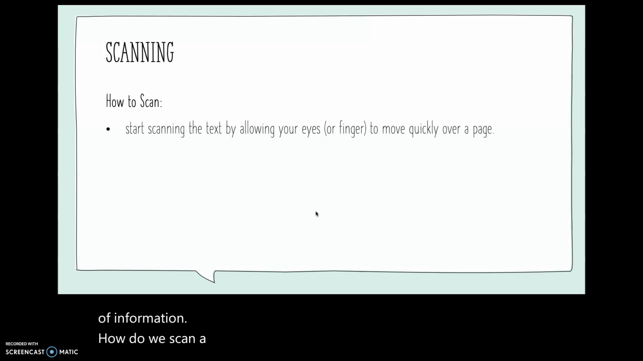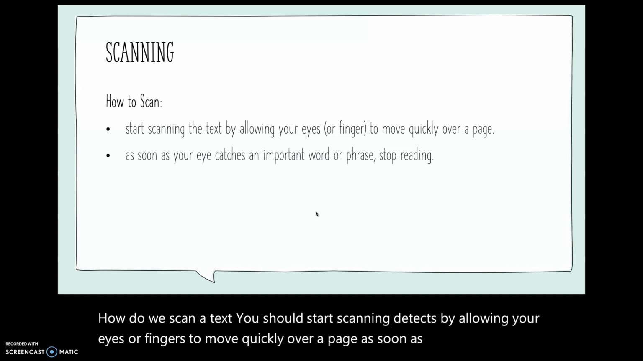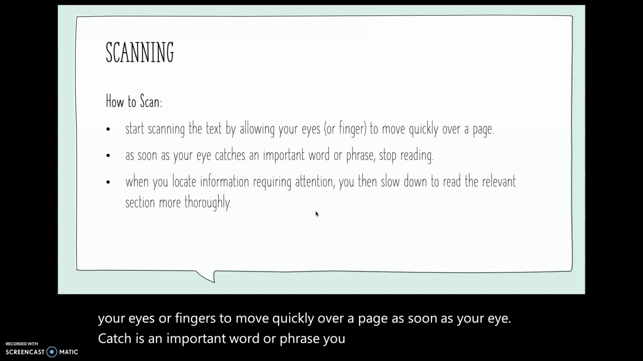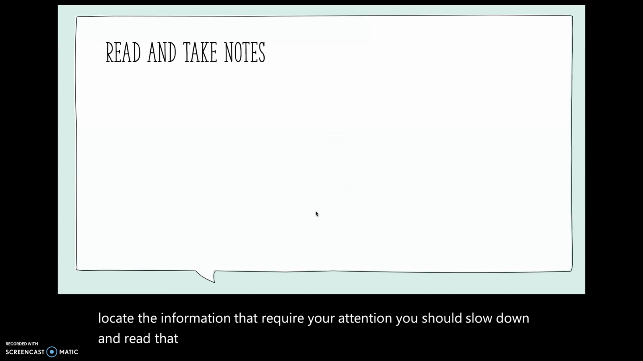You should start scanning the text by allowing your eyes or fingers to move quickly over a page. As soon as your eye catches an important word or phrase, you should stop reading. When you locate the information that requires your attention, you should slow down and read that relevant section more thoroughly.